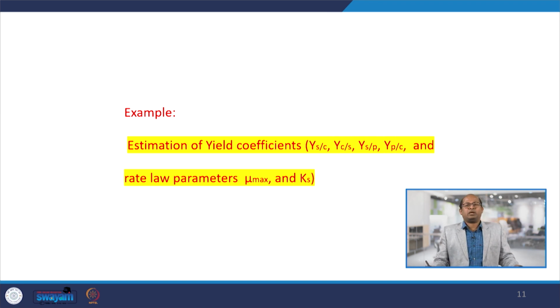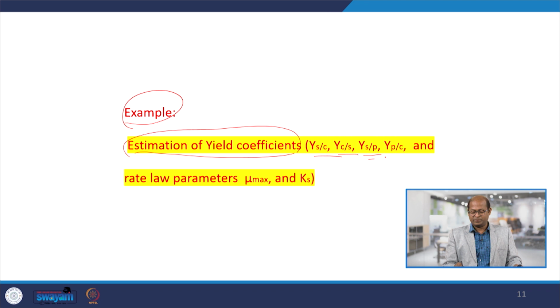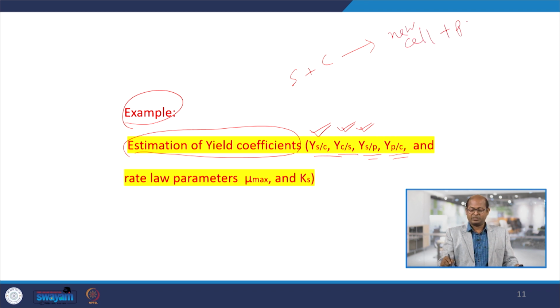So, we know the different equations we have to use to find the rate of product formation, rate of cell formation, or rate of substrate disappearance for cell reactions. Now, there is one example to find the yield coefficients, that is Ysc, Ycs, Ysp, Ypc, with respect to one particular yield of the product. Let us say the substrate and cell reaction: substrate plus cells gives new cells plus product formation.